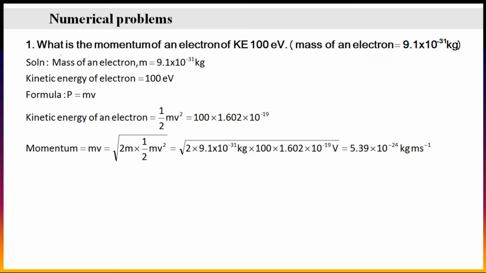So let's solve the numerical problems here. What is the momentum of an electron of kinetic energy 100 electron volt? Here the kinetic energy of the electron is given and we have to calculate the momentum. The mass of the electron is known, 9.1 × 10^-31 kg. Kinetic energy of the electron is 100 electron volt.